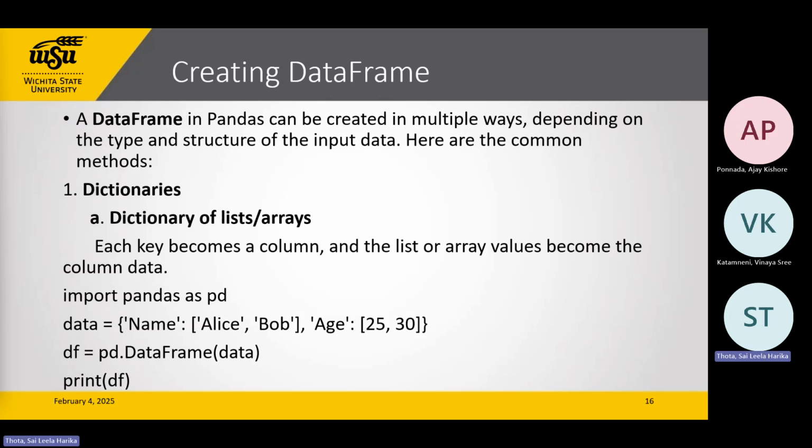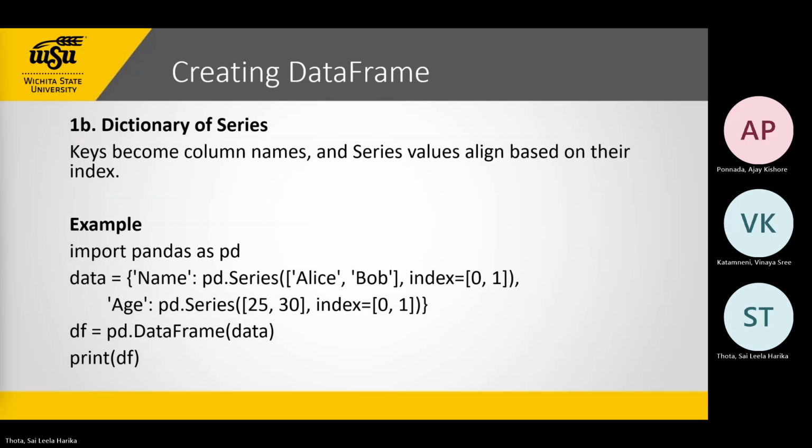Here I consider data equal to, this is basically a dictionary. Name, age, those are the keys, and Alice, Bob, and next 25, 30, those are the values. If you observe, the values are in a list. So this simply explains creating the data frame from a dictionary of lists. Next, dictionary of series. A series is basically a one-dimensional structure, which is used to store only a single row or a single column.